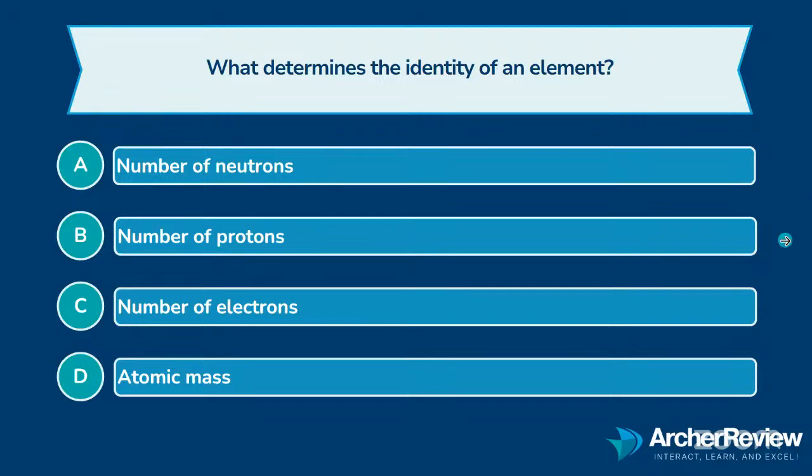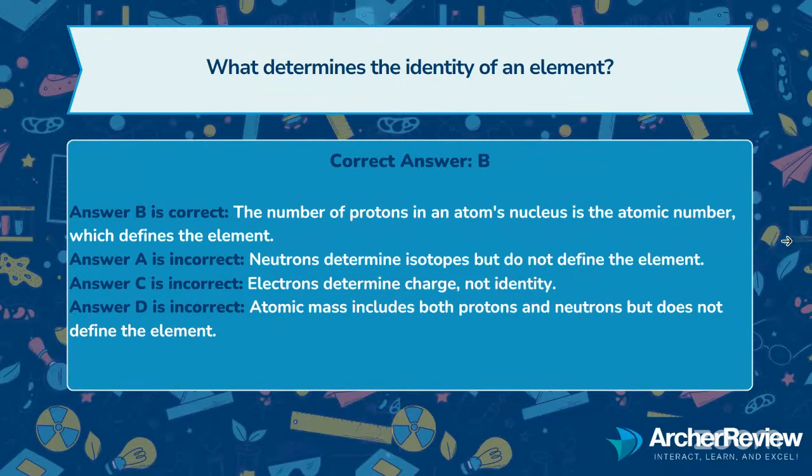All right, let's see how we did. The correct answer is B. Nicely done to those of you that had the correct answer. It is the number of protons that are in the atom's nucleus that is both the atomic number and what defines the element. Remember, yesterday we talked about if we change the number of protons, it actually changes the identity of the element. The element is no longer oxygen or nitrogen or whatever it is that we change.